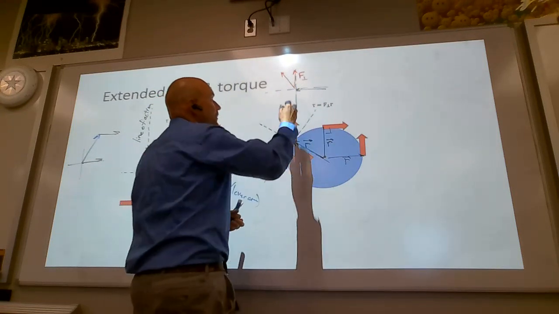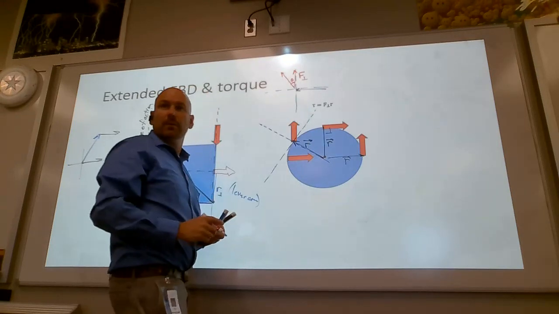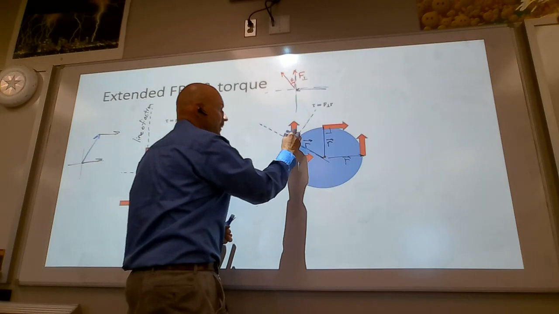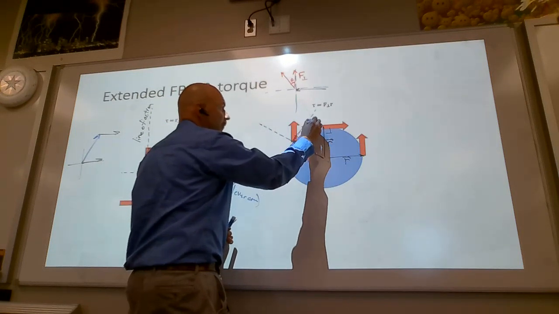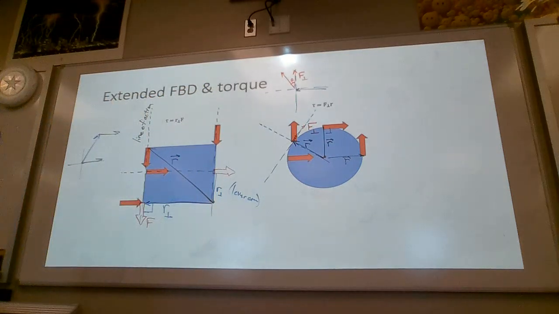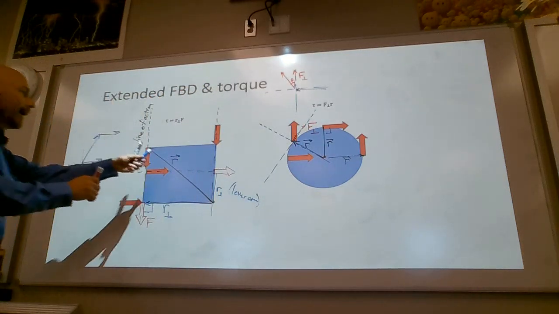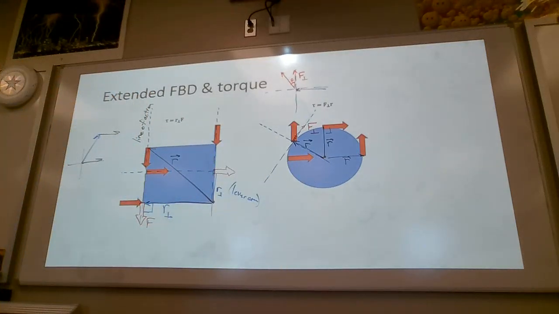So trig wise, I'd be using cosine. Okay, this angle here, this would be my force perpendicular. So you can do either this or this. Do not do both. Find the perpendicular component of one of those and multiply by the whole vector of the other one. Good?